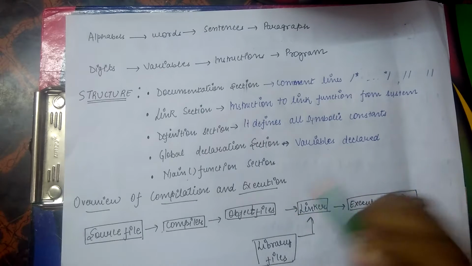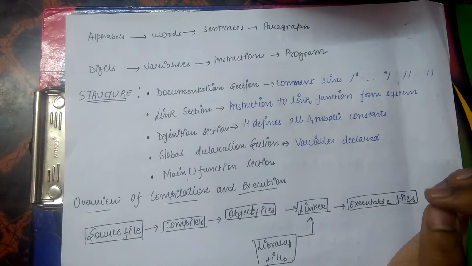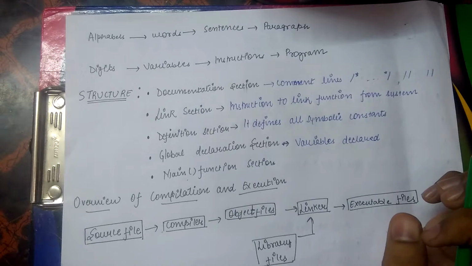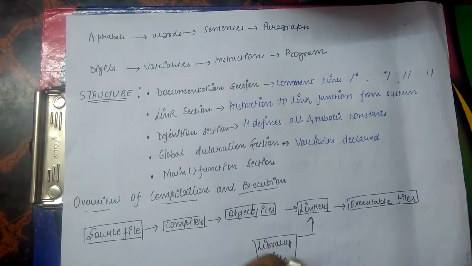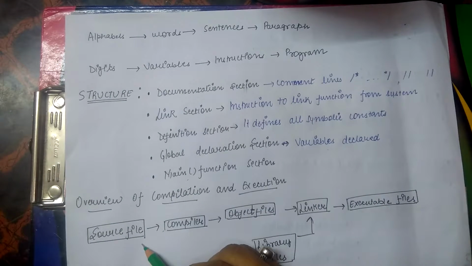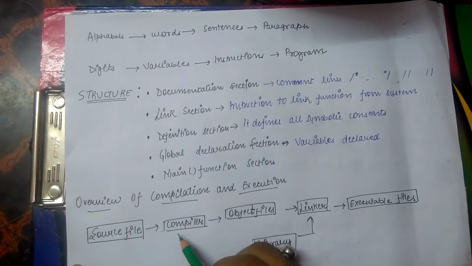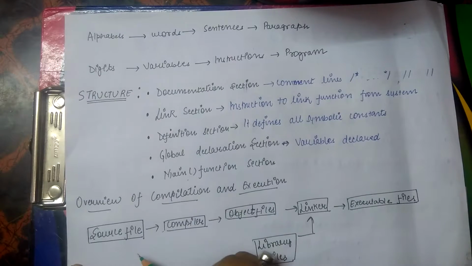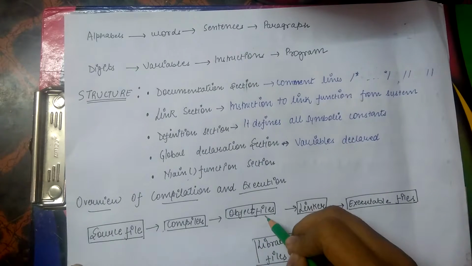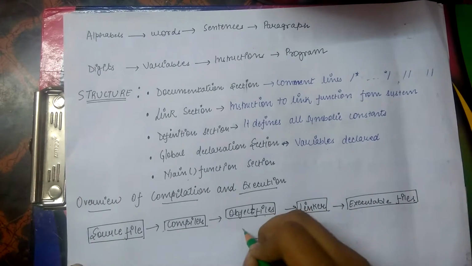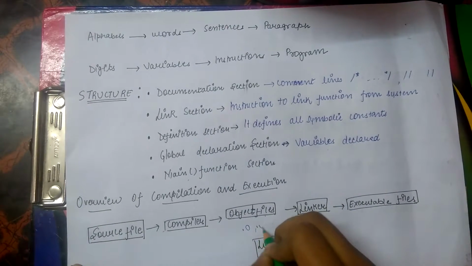Now the overview of the compilation and the execution. Before proceeding to C programs, we will first understand how the program is compiled and executed. We save our program in a source file, that has a .c extension. Then with the help of the compiler, it changes the program to the object file, that is a .obj file or .o file.